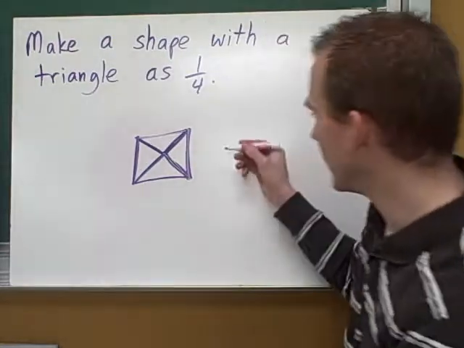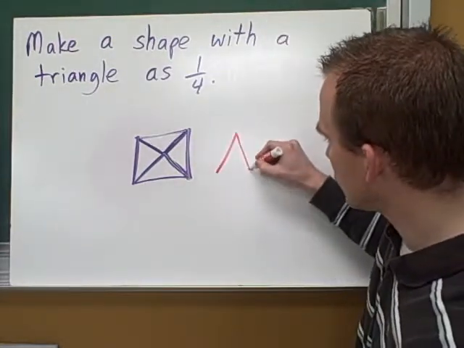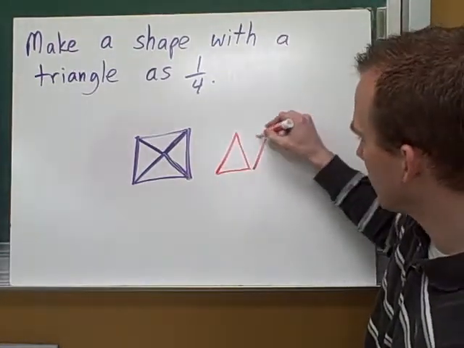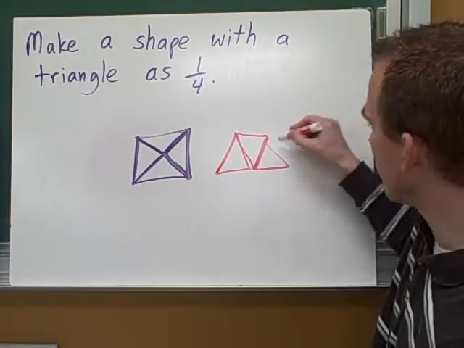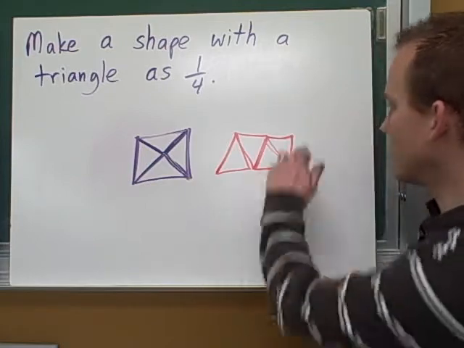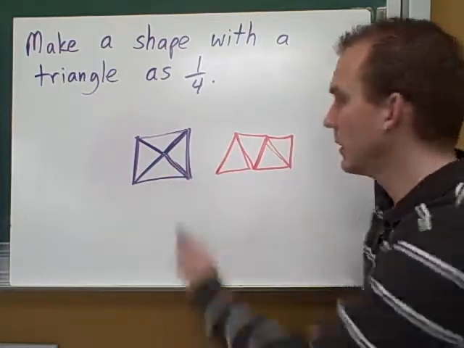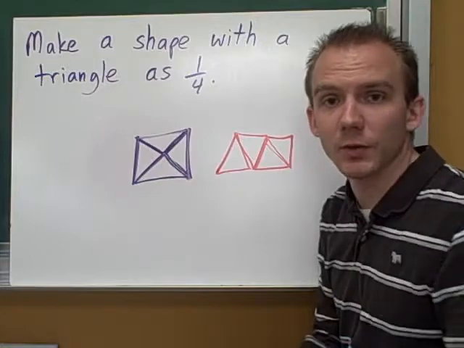You could also do it like you did with the thirds. Draw one triangle, draw a second triangle, draw a third, and a fourth triangle. And as long as they're all equal, you have fourths. And you've made a shape with a triangle as 1/4.